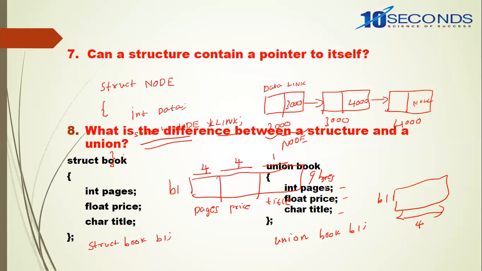So moral of the story, for structure, memory will be allocated for each data type. For a structure object, memory will be allocated for each data type. When it comes to union, memory will be allocated only for the largest data type.